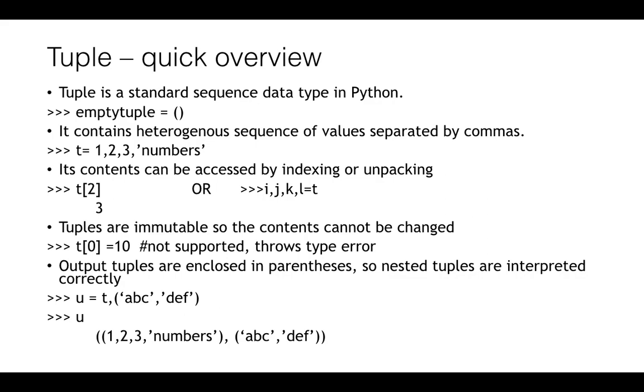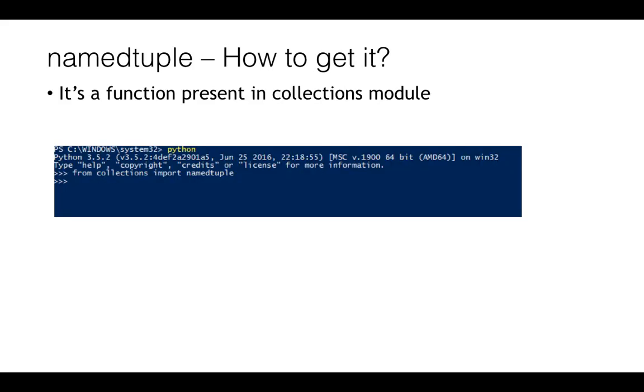You can see a simple example here, and in the end when you try to output the contents of tuples, they are included in parentheses. So the nested tuples, that is tuples which are created using other tuples, they are interpreted correctly. So here you can see the tuple u is created using tuple t, and when you try to output the tuple u, you get the output where parentheses are used to separate the two tuples. So that's about tuple. Let's move towards Namedtuple.